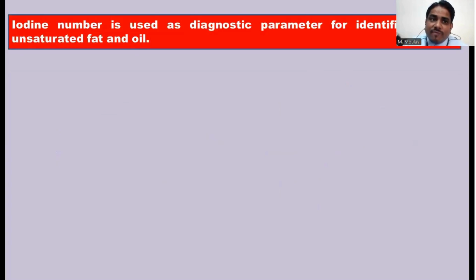Using the iodine number, we can identify the fat. So iodine number is used as a diagnostic parameter for identification of unsaturated fat and oil. Using the iodine number, we can differentiate whether a given fat is saturated or unsaturated. The saturated fat has a zero value of iodine number because iodine is not consumed, but unsaturated fat has an iodine value larger than zero because it undergoes addition. So iodine is consumed by the unsaturated fats or oil.